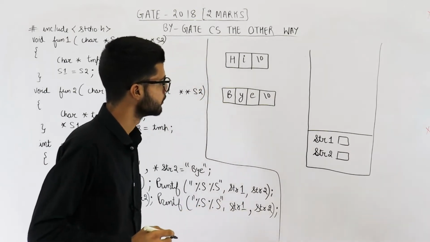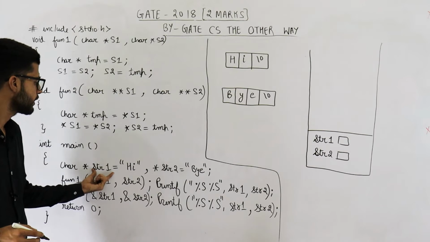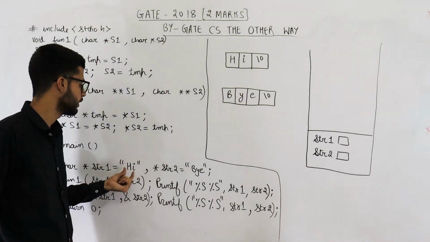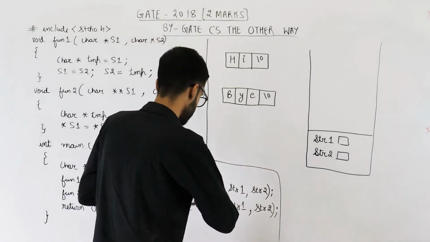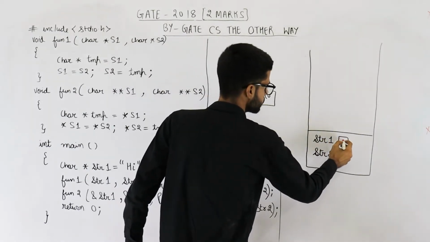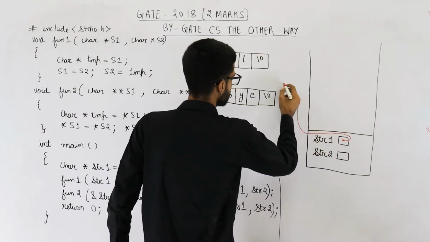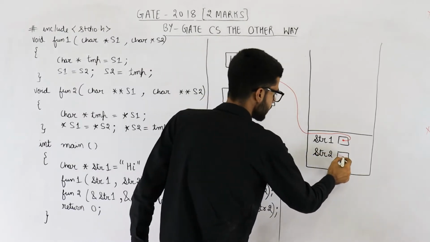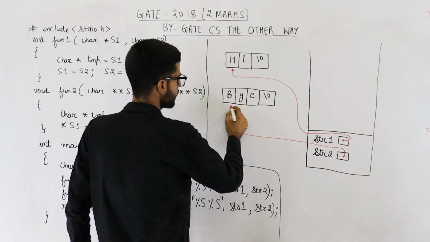Now see, str1 will contain the address of some character. Which character? It will be the first character of this string, that is h. So str1 will contain the address of this h, like this. str2 will contain the address of this b, like this.